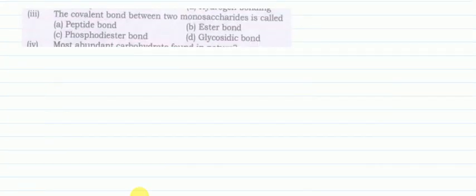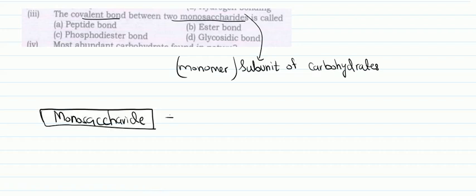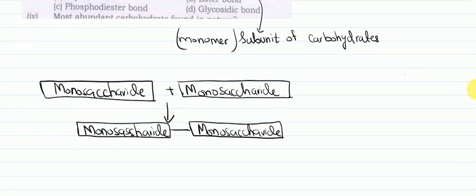MCQ 3: the covalent bond between two monosaccharides is called. Monosaccharides are the subunit monomers of carbohydrates. Let's consider we have one monosaccharide plus another monosaccharide. If these two monosaccharides join together, they have to make a bond between them, and the kind of bond they form is a covalent bond. If they form a covalent bond like this, they become one unit, and now we call them a disaccharide.